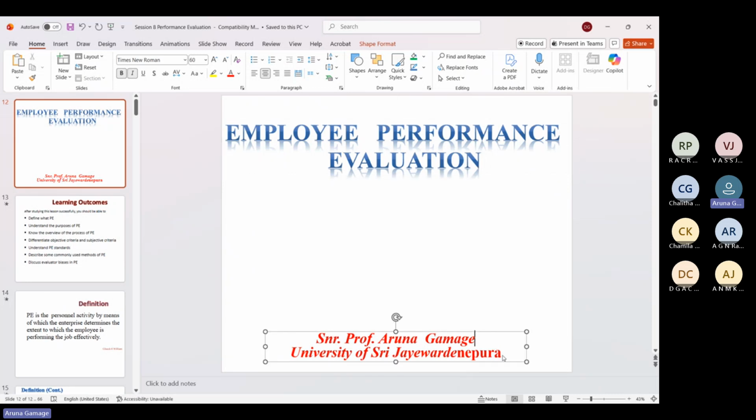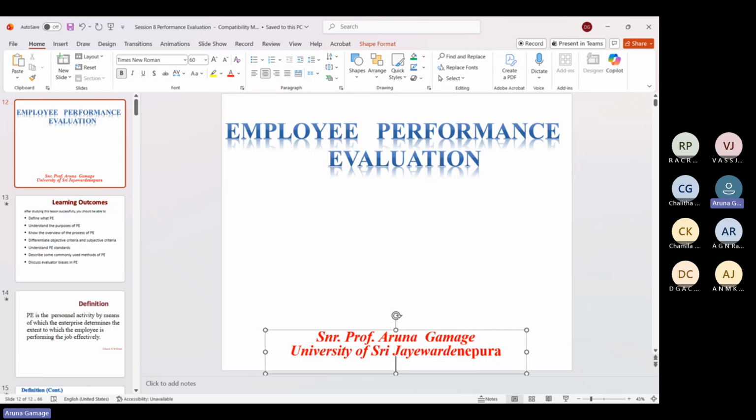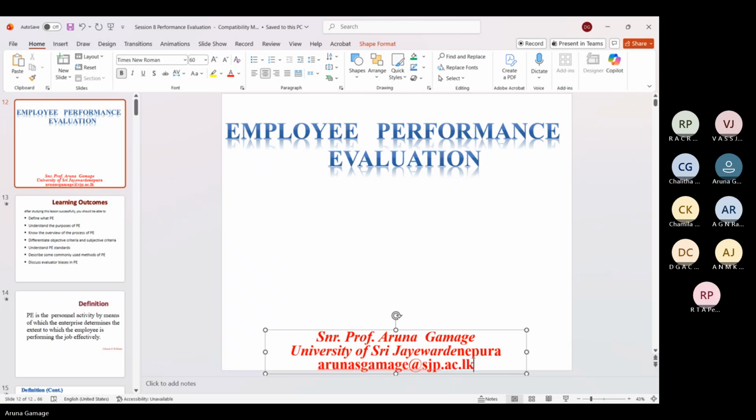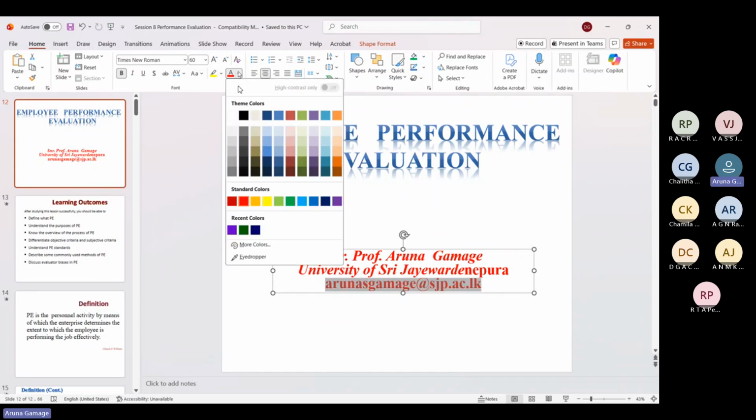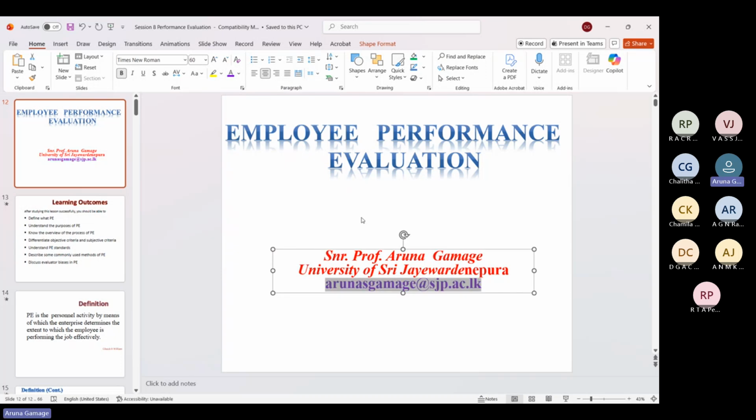I will give my email address. My name, Aruna S. Gamage. Aruna S. Gamage at sjp.ac.lk. Take it down. Aruna S. Gamage, that is my name, at SJP, Sri Jayawardhanapura, AC academic, LK. Right. Okay. Is it okay?